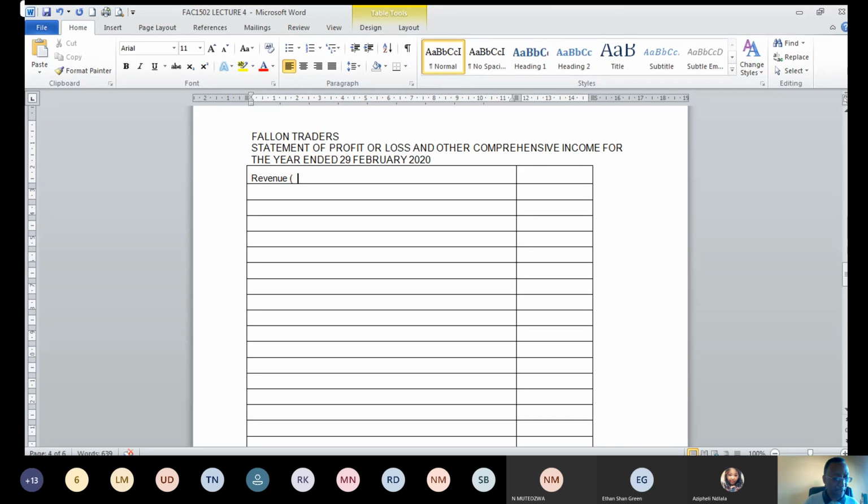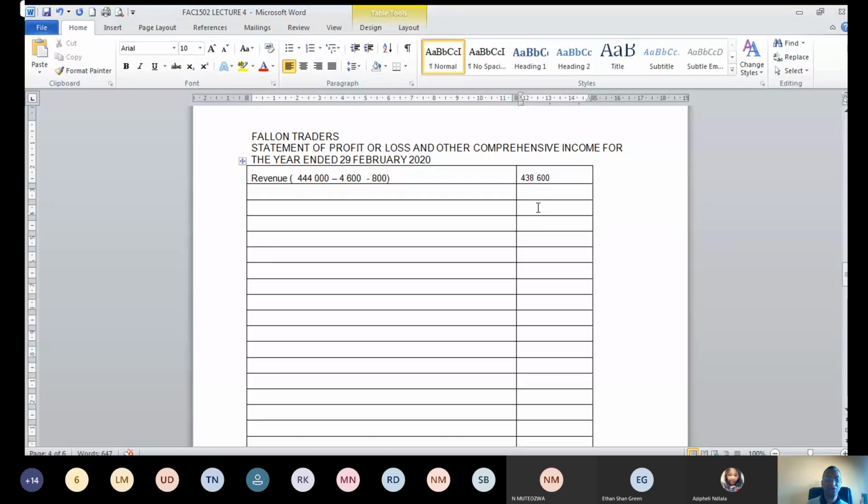Your revenue is the amount of 444,000, which is the sales amount, minus the sales returns. Your sales returns was the amount of 4,600 Rand, minus your settlement discount allowed or settlement discount granted of 800 Rand, and that will give you a net amount of your sales or your revenue. And your revenue is therefore the amount now of 438,600 Rand.